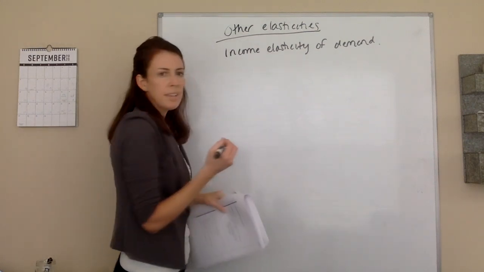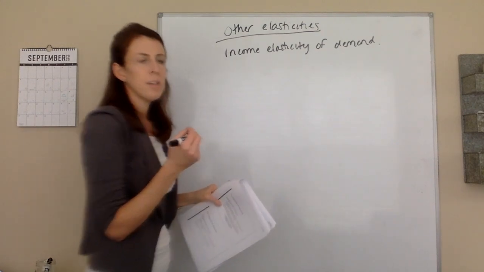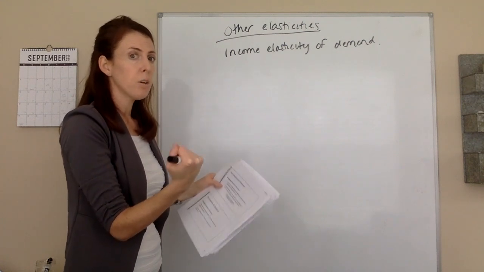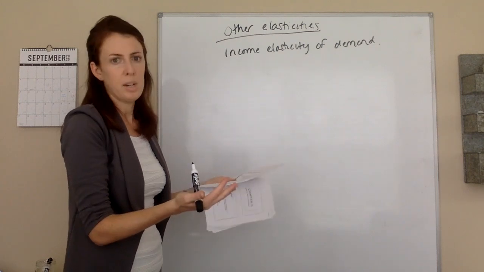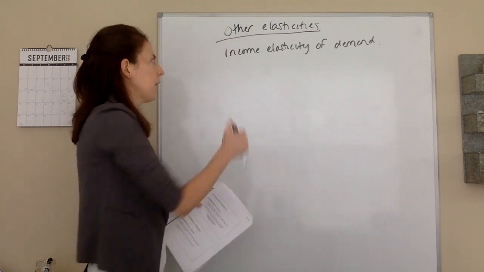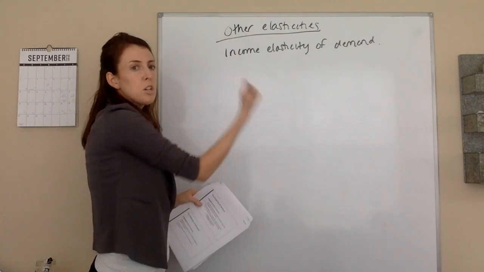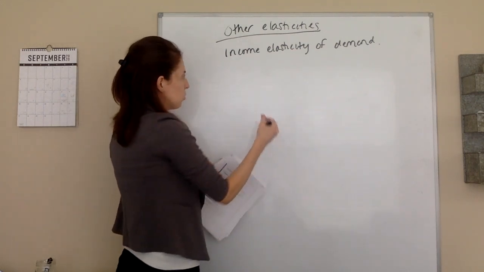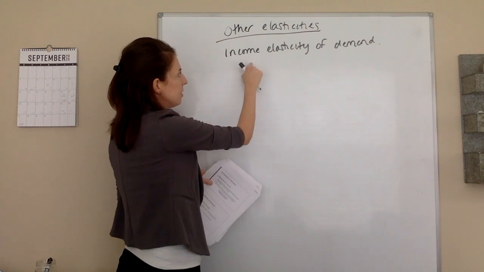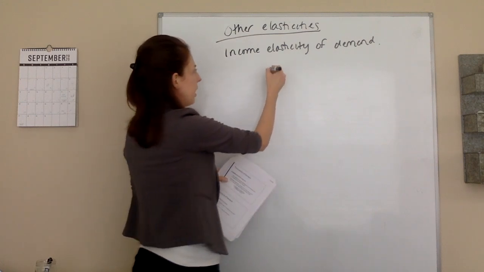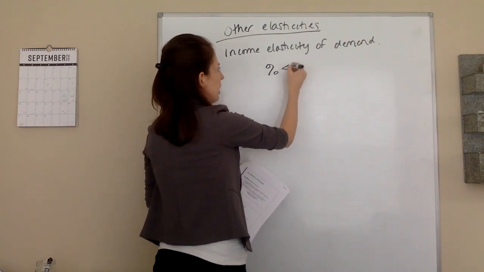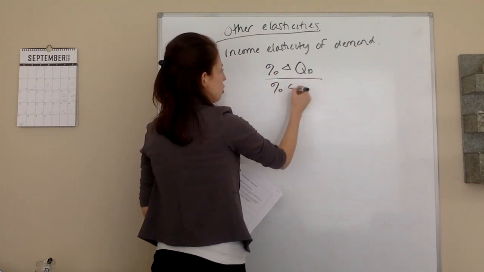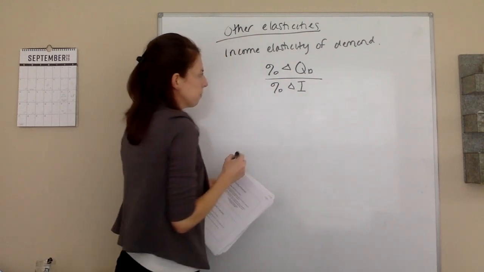Okay, we're going to basically calculate this in the same way, but instead of having a percent change in the price in the denominator, now we're not thinking about how things are impacted by price changes, now we're thinking about how things are impacted by income changes. So in the denominator, instead of having prices, we're going to have income levels. Okay, so this elasticity will be calculated as the percent change in the quantity demanded divided by the percent change in somebody's income.